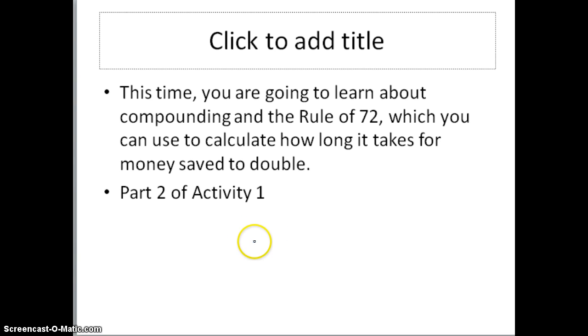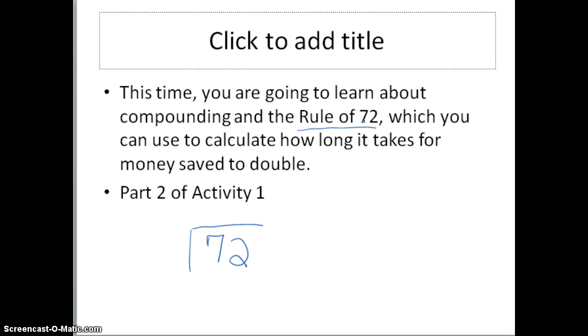So if I want to put a certain amount of money, it could be any amount of money for the principal, into a savings account, and I want to know how long it's going to take me to double that principal, I divide the number 72 by whatever the interest rate is, hence the rule of 72.